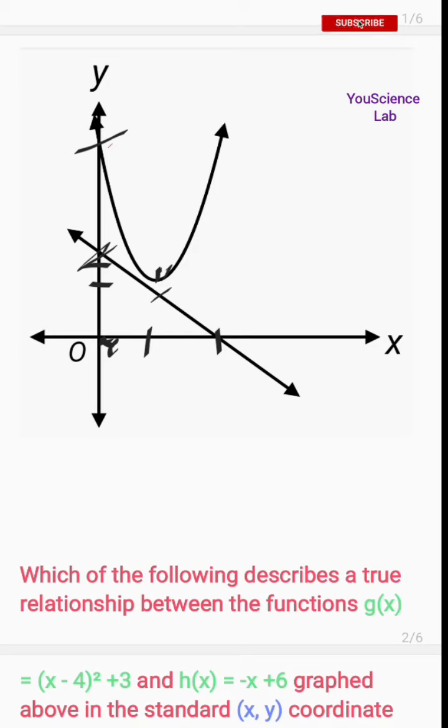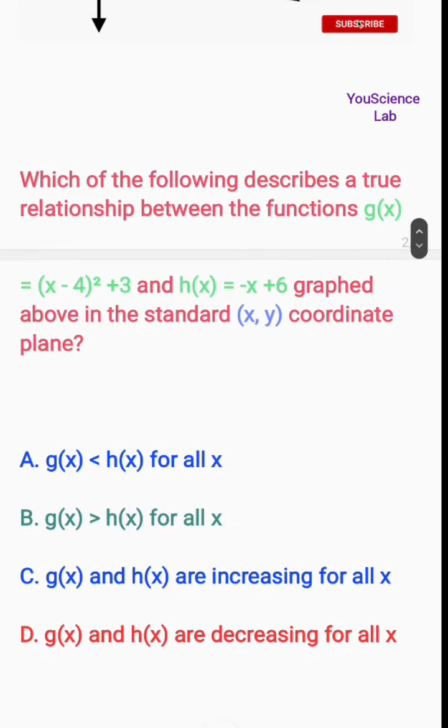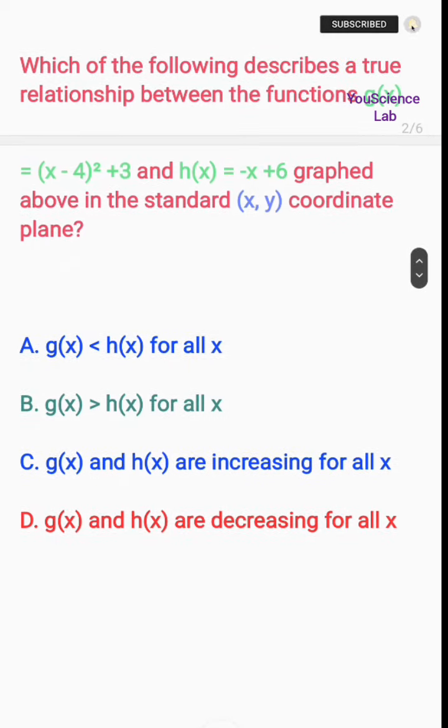For this point, you see that the value of h of x is 0. Then when you trace that point upward, you can find the value of g of x at this point. So you can see that for all values of x, g of x is always greater than h of x. So option B is the correct option.